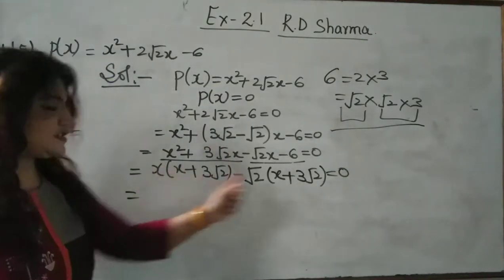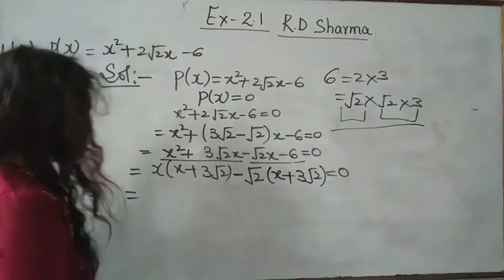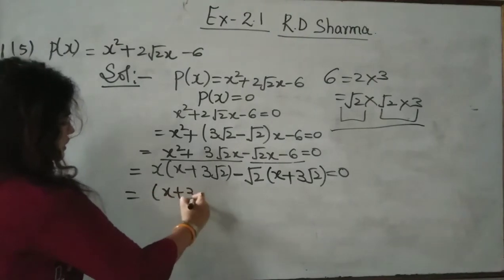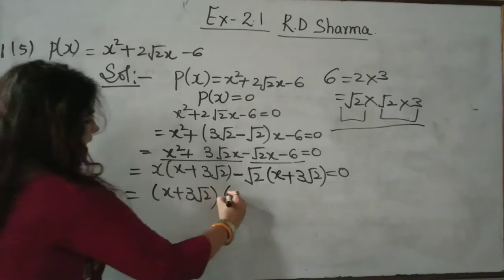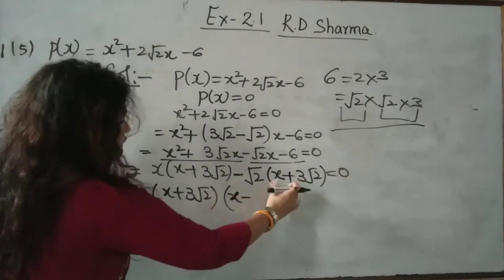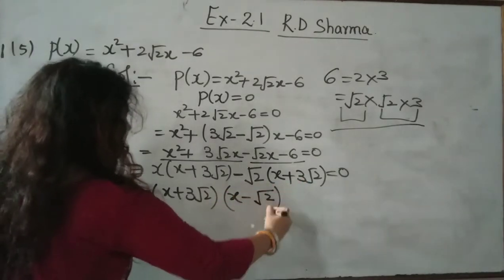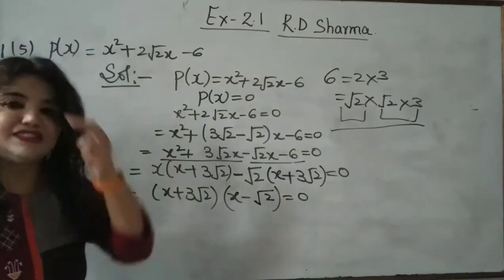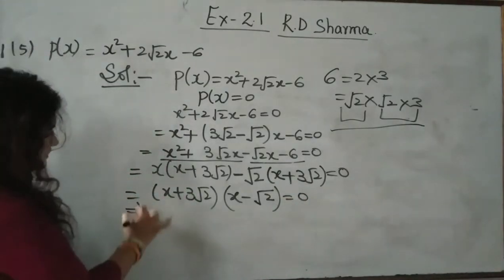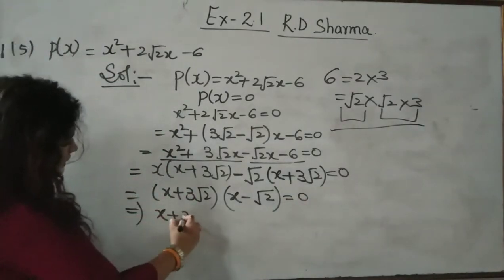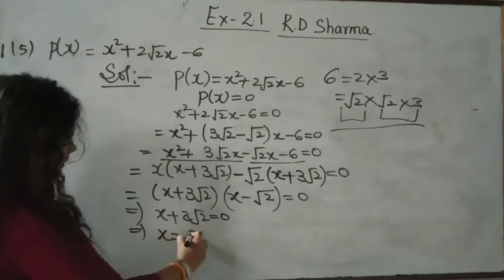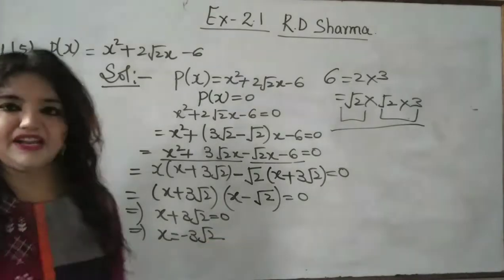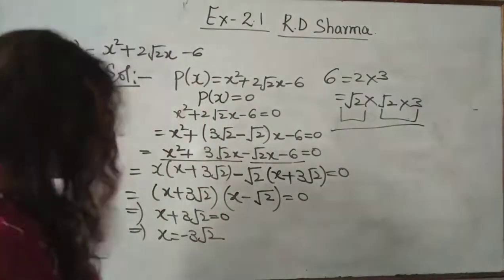Right? So now what is common in whole? क्या common है? x plus 3 root 2. Okay. So यहाँ पर what is left? We are left with only x minus, and here what is left? Root 2. x minus root 2 is equal to 0. Right? So that means x plus 3 root 2 is equal to 0. That means x is equal to minus 3 root 2. What we calculated? x is equal to minus 3 root 2.